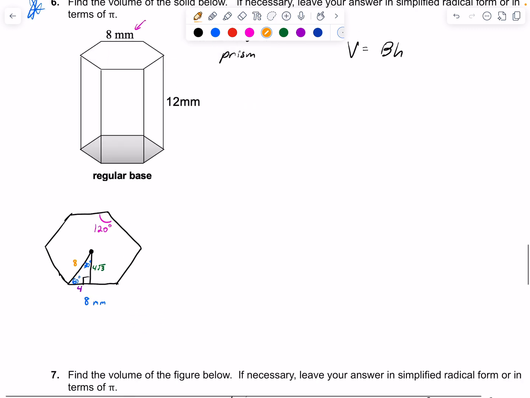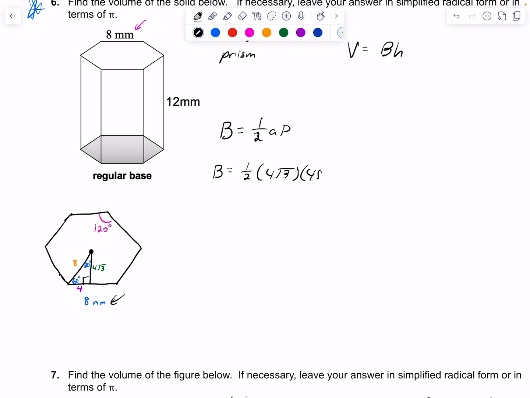Now, when I do my formula for the area of this base, I'm just going to use 1/2 times the apothem times the perimeter. So I'm going to multiply 1/2 times 4 times the square root of 3 times the perimeter, which is, we have 8, there's 6 sides, so that's going to be 48. So for the area of the base, I'm going to do half of 4, which is 2. 2 times 48 is 96 times the square root of 3 millimeters squared. So that right there is the area of the base.